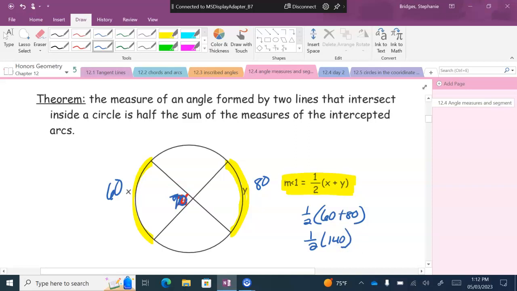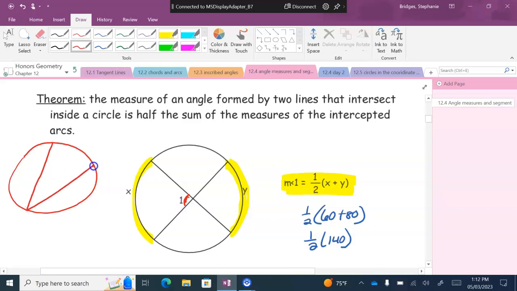I mean, it makes sense, but how does it work? Because in the other one it was half of the 1 arc. Okay, so the difference is this angle right here, angle 1, is inside of my circle, whereas the inscribed angles that we were talking about were on the circle. Do you see the difference? The vertex there is on the circle for an inscribed angle, whereas these that we're talking about are inside the circle.